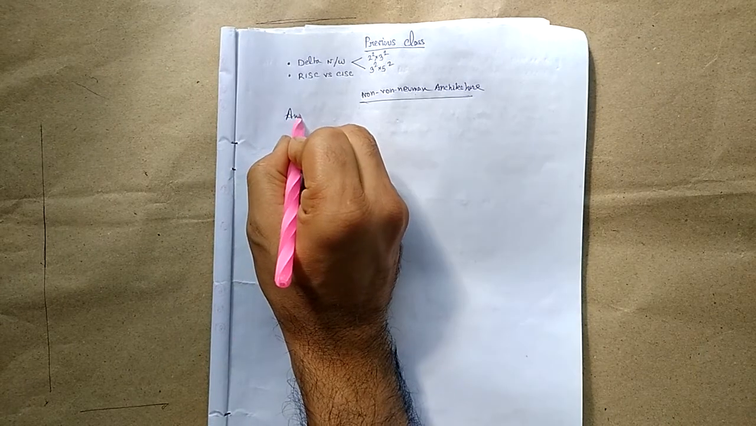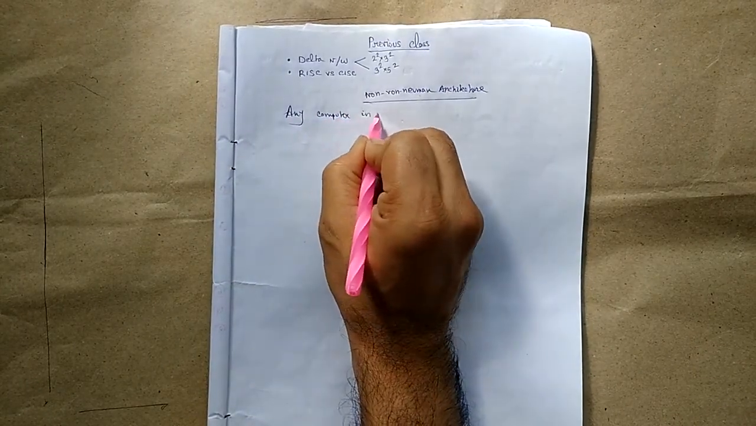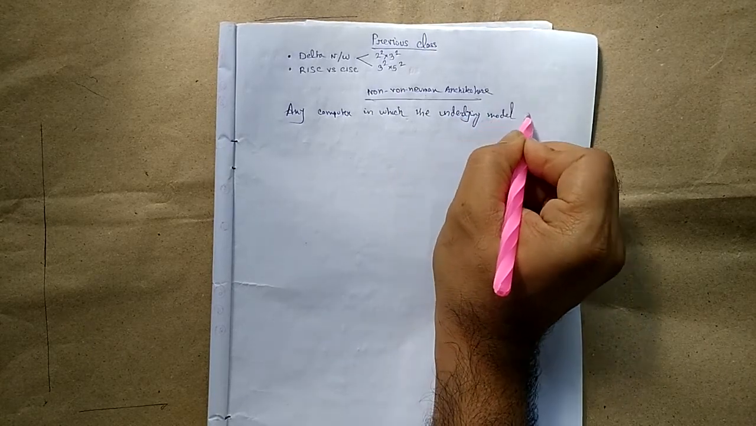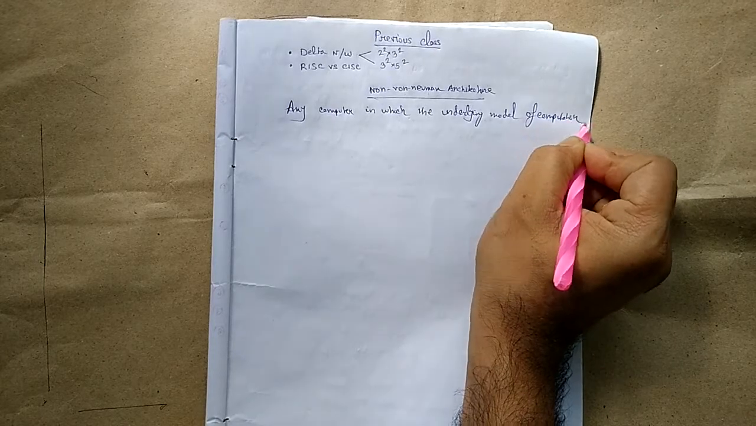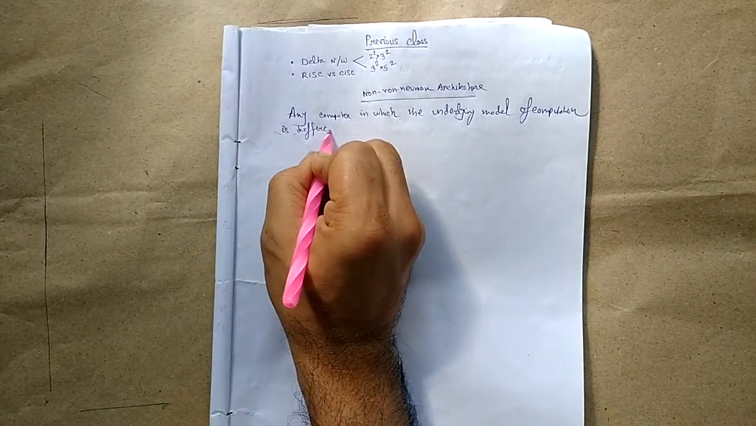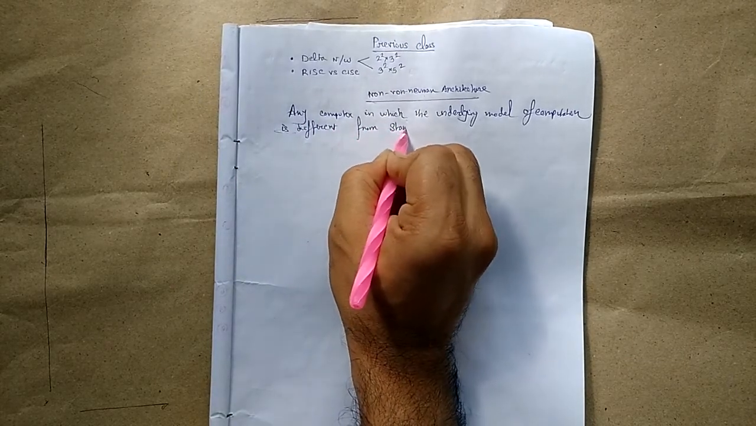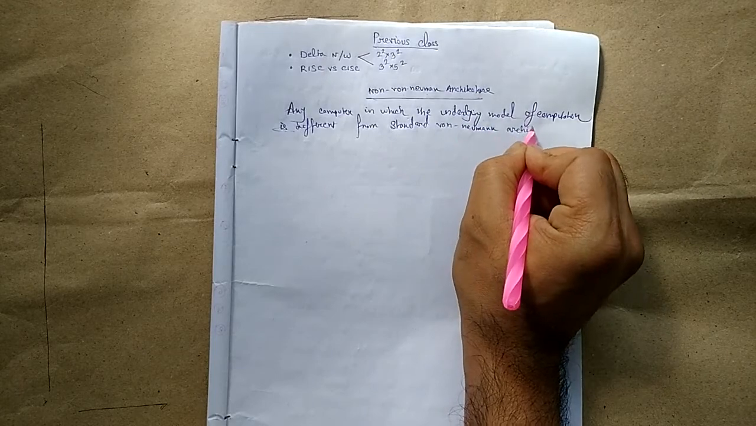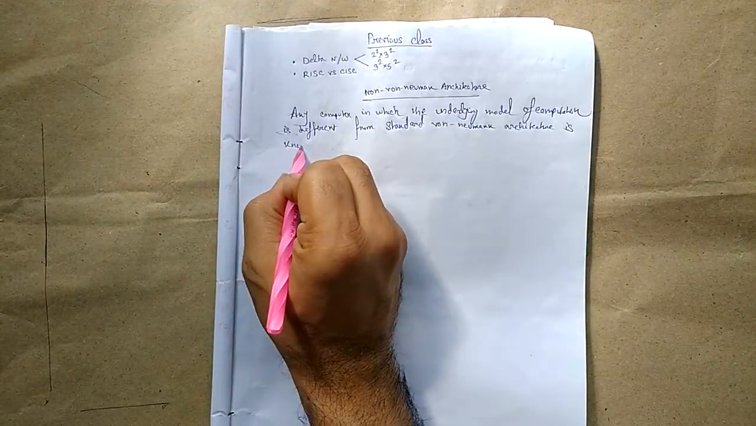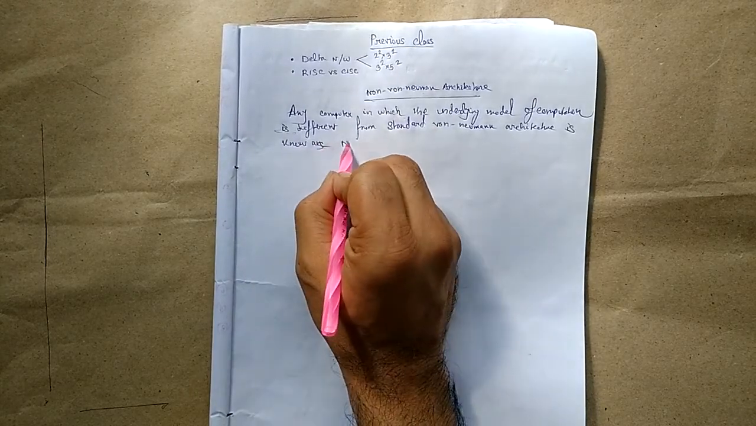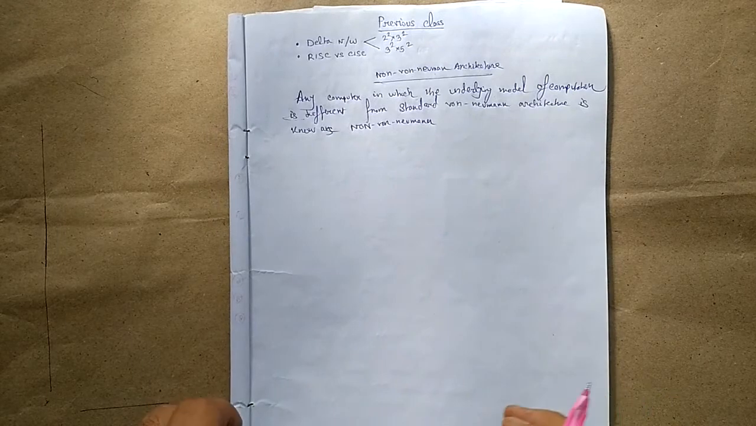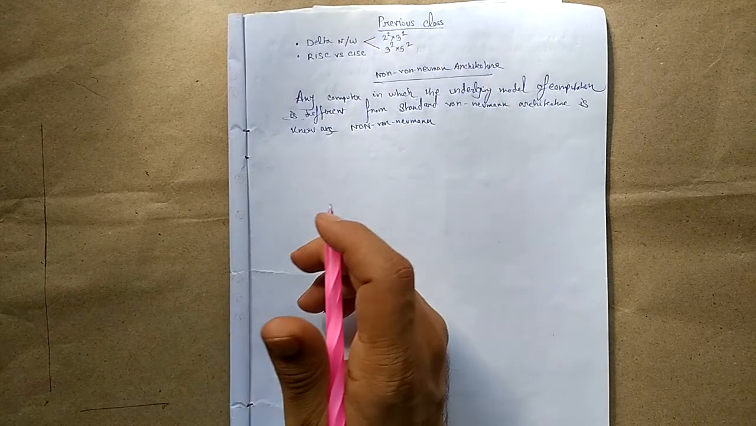This is the syllabus of this current semester. So, any computer in which the underlying model of computation is different from the standard von Neumann architecture is known as non-von Neumann architecture. So, the underlying model of computation is different from standard von Neumann, that is called non-von Neumann.